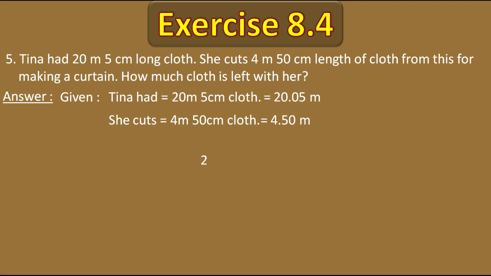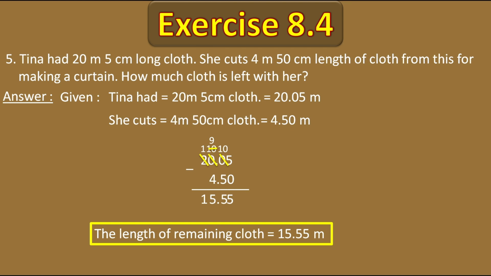Okay. So here now 5 minus 0 gives you 5. 0 minus 5 we can't do, so we will make this 2 as 1 by giving 1 to this 0 to make it 10. Now we will give 1 from this 10 to the next 0 and it will become 9. So 10 minus 5 is 5, 9 minus 4 is 5 and 1 minus 0 is 1. So the length of remaining cloth is 15.55 meter. Okay.